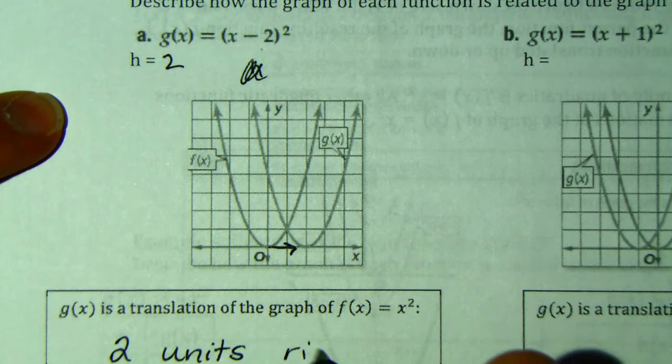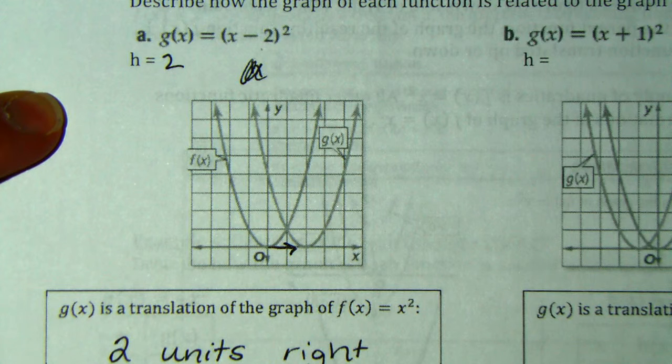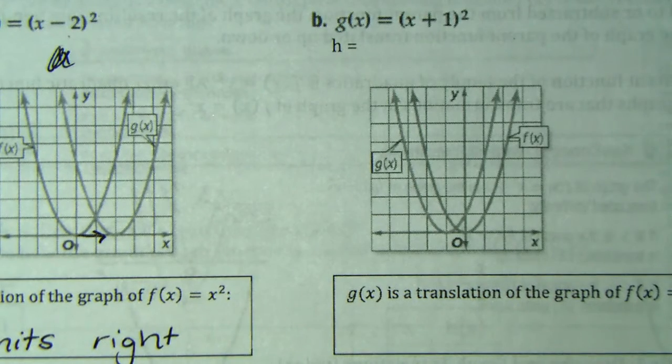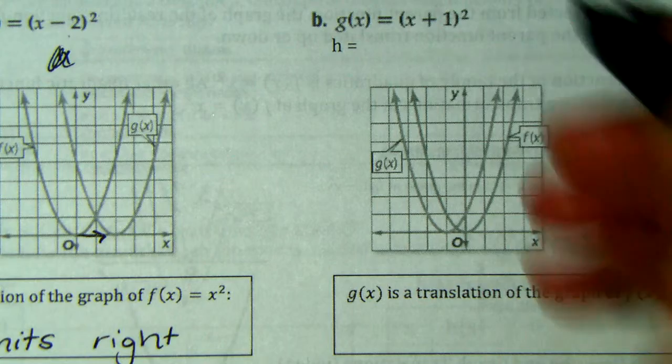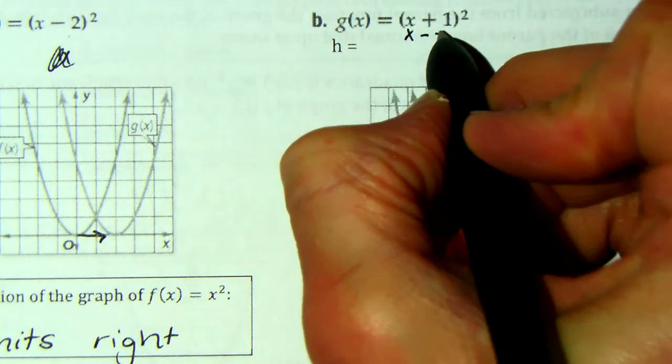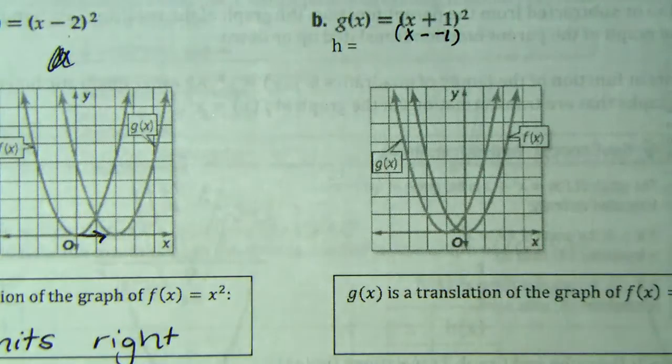So then on B, when it is plus 1, what's really happening there is x minus a negative 1. So h is really negative, and that's why if you look on the graph, it slides it over, translates it over 1 to the left.